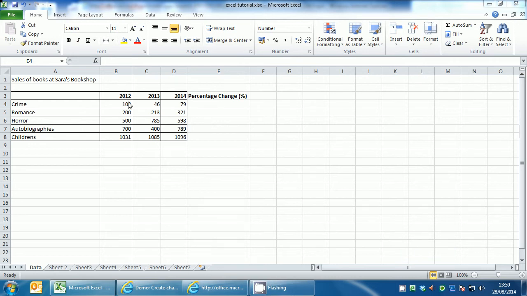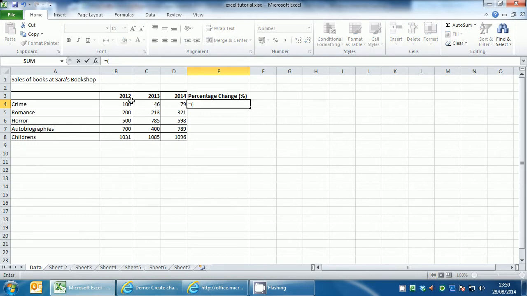So if you want to be able to compare the differences of the types of books over the last 2 years, best thing to look at is the percentage change. So what we'll do is we'll go into this column, click this for our formula. Okay, so it's going to be two steps, so we're going to put our bracket in. So we're looking at the difference between 2012 to 2014.